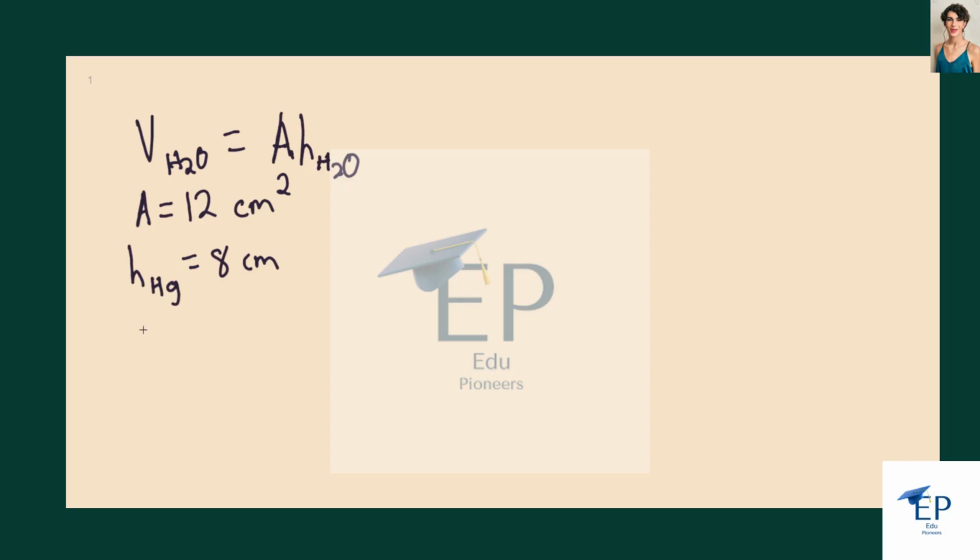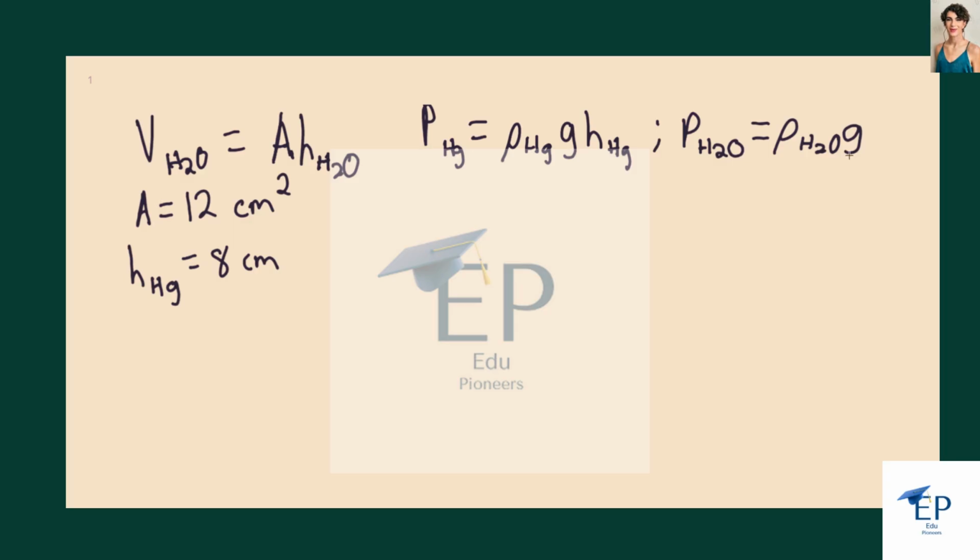Then we can say that the gauge pressure due to mercury is simply equal to the density of mercury times the acceleration due to gravity times the height of the mercury. We can further define the pressure of H2O as the density of H2O times the acceleration due to gravity times the height of H2O. And again, seeing this, we know that this value right here is what we need to find.